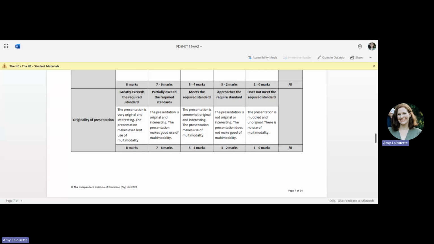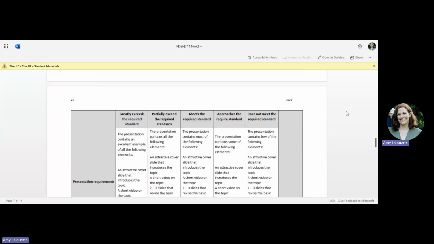And then it makes excellent use of multimodality. So you've really thought about the words, the pictures, you've got animation, you've thought about why you are including every single element that you've included. What is its purpose?